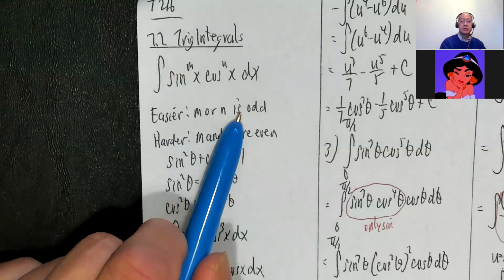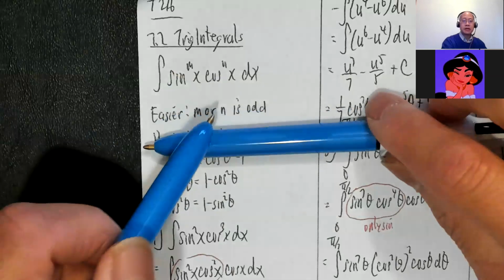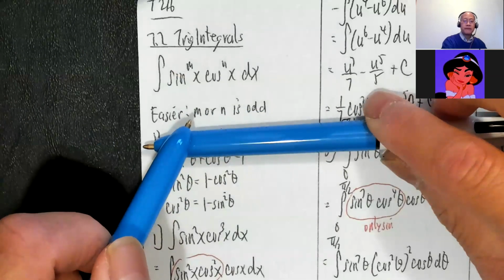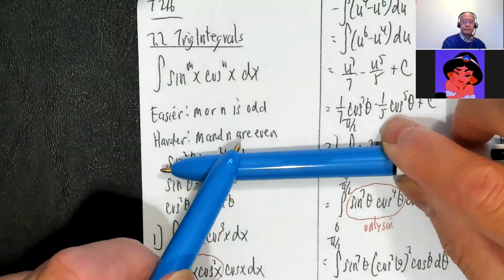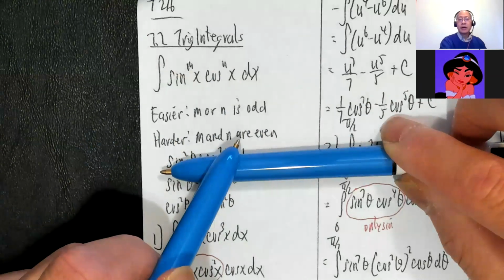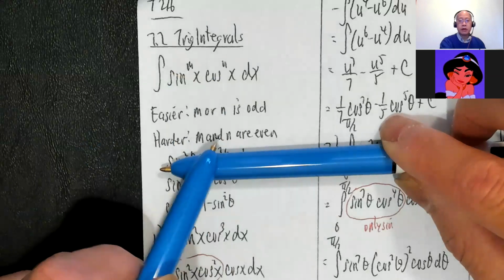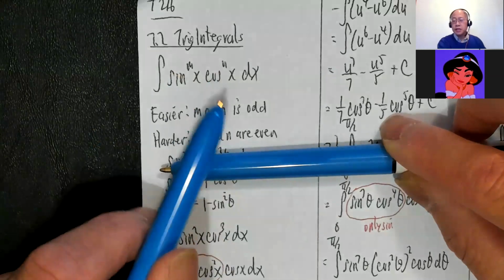The harder case would be the logical opposite of this. The logical opposite of m or n is odd would be they're both even. m and n are even. By the way, that still fits the category if one of these is 0. 0 is considered even.